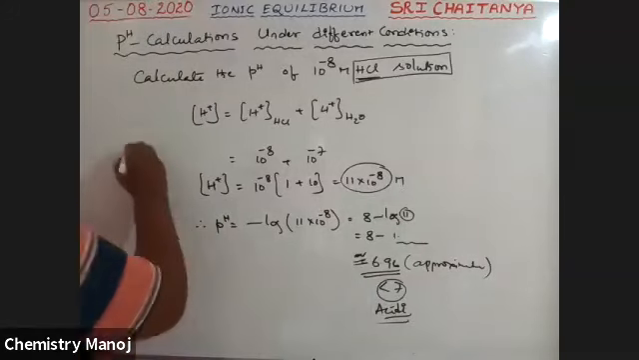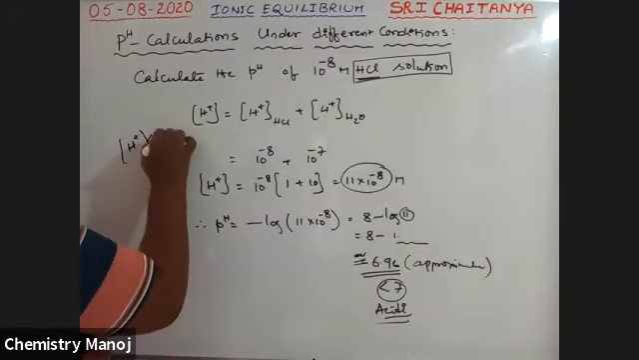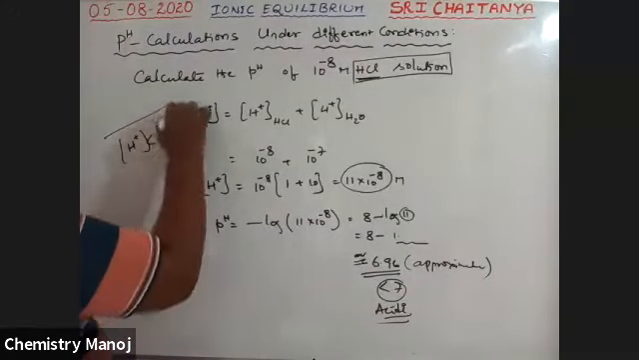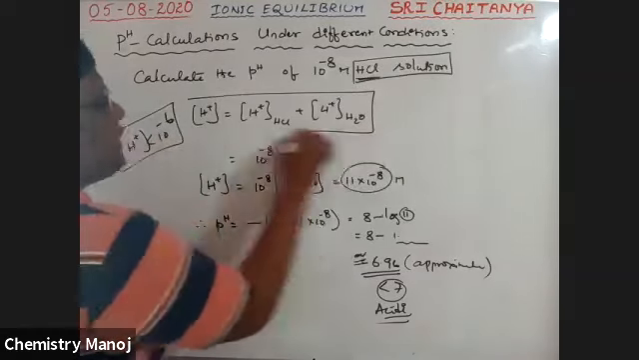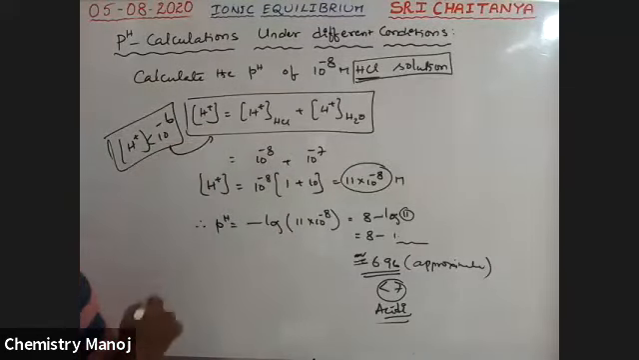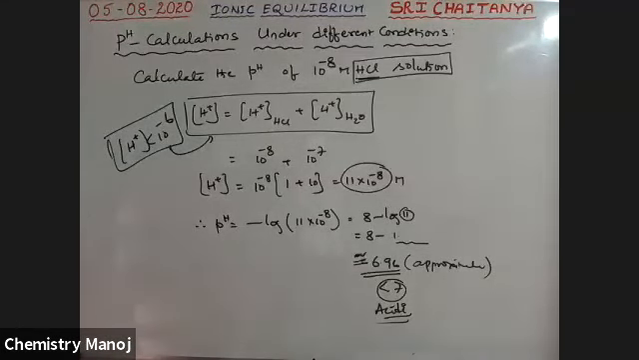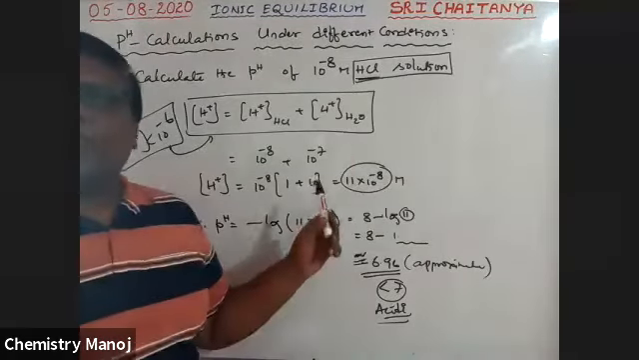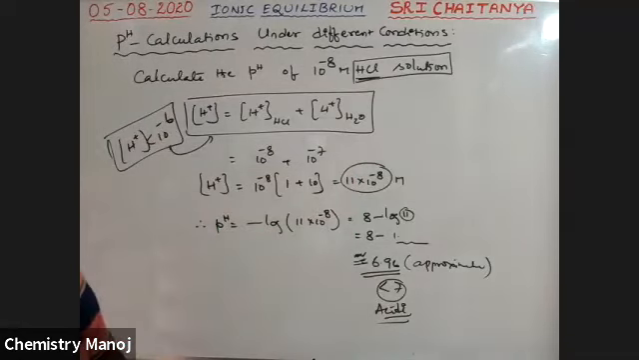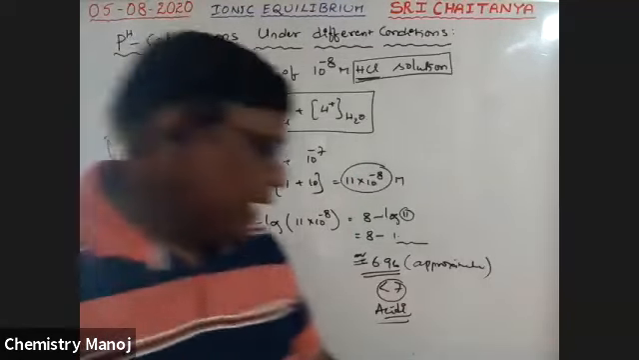So if the H plus concentration is less than 10 power minus 6, we should take the H plus concentration like this. Otherwise it is not possible. Very important. Not only for H plus, OH minus also. Okay. Next.